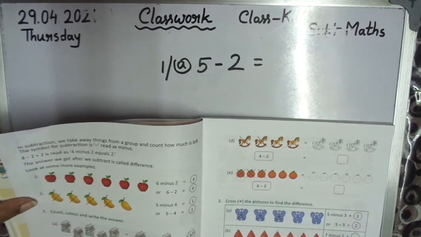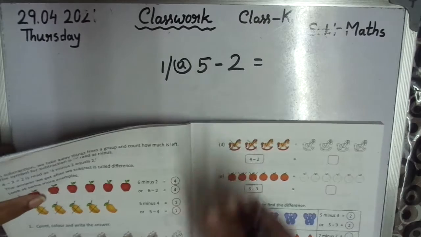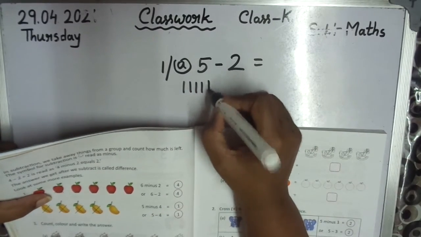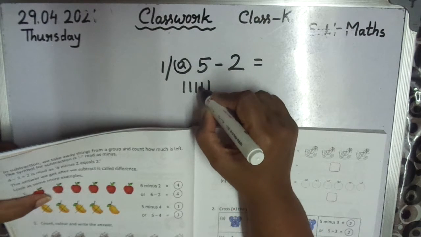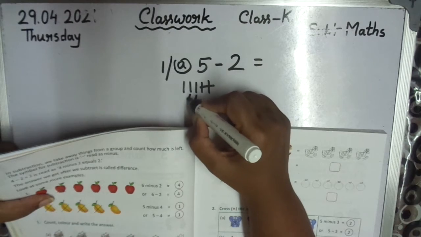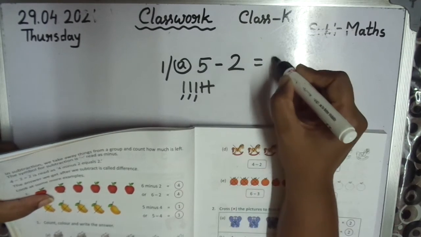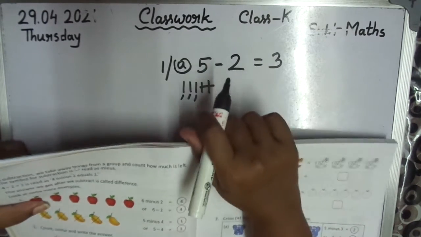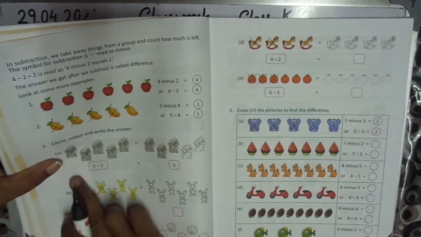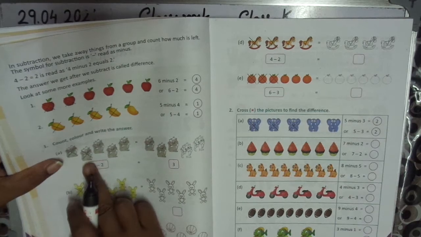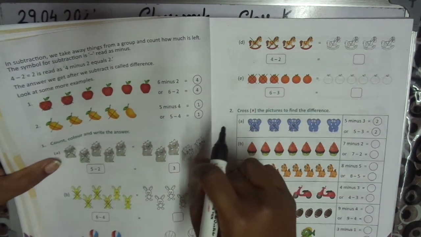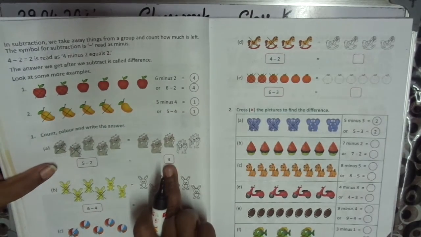1, 2, 3, 4, 5. 2 minus. So 1, 2, 3. 3 left. So the answer is 3. Same here, 2 cats minus. So left 1, 2, 3. 3 left. Answer 3.